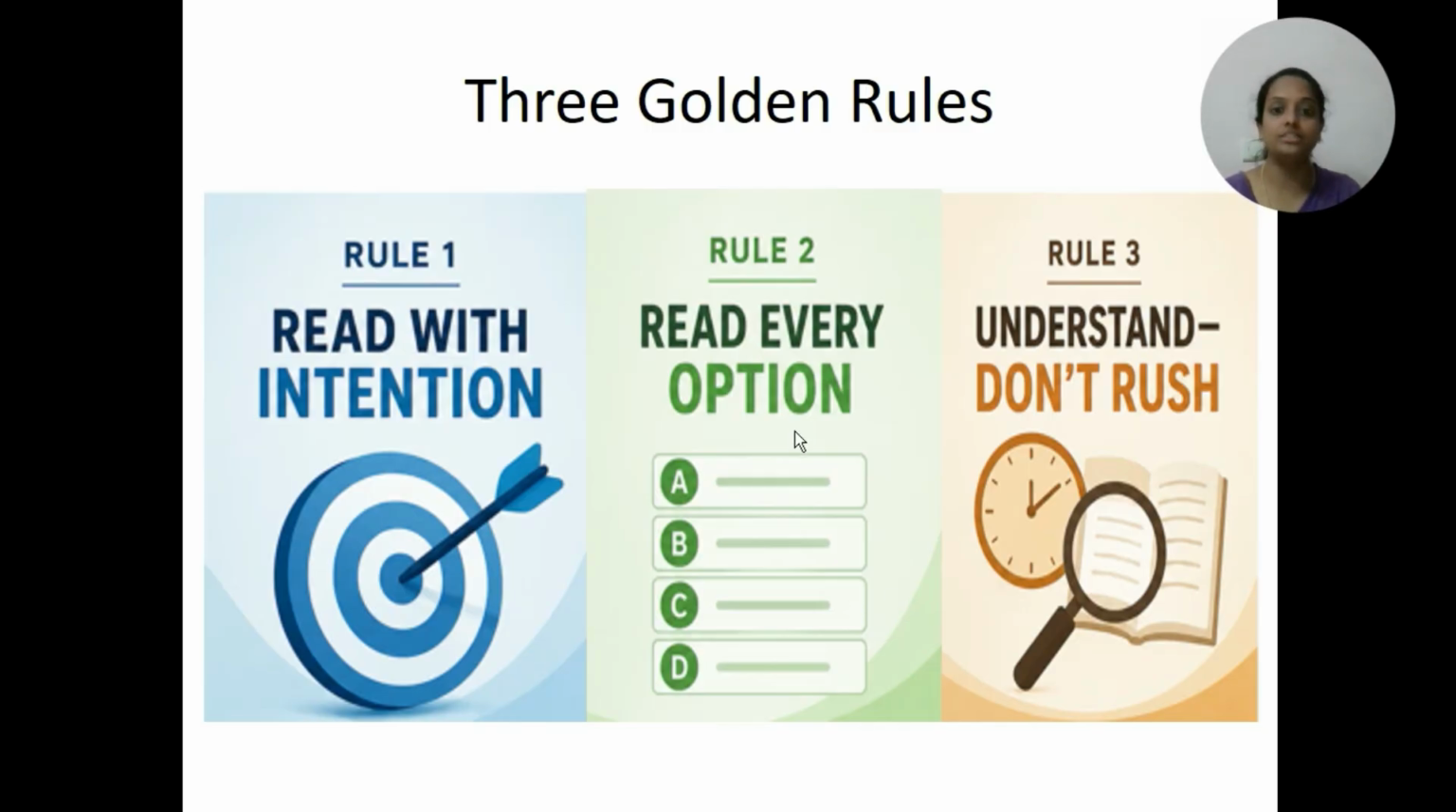Rule number two is read every option. Never choose the first answer that sounds correct. Always compare all four options, because in OET reading part C, two answers often sound reasonable. Only one is fully supported by the passage. Got it? And rule number three, understand, don't rush. Skimming and scanning work in some reading tasks, but not here. The questions follow the order of the passage, so you have to read carefully and understand what the author is trying to communicate. Got it? So let's begin with our first practice text.